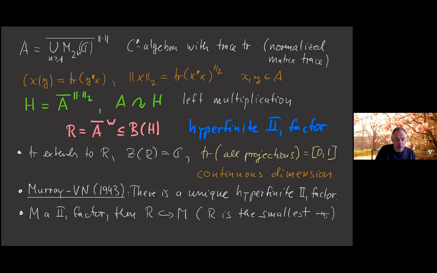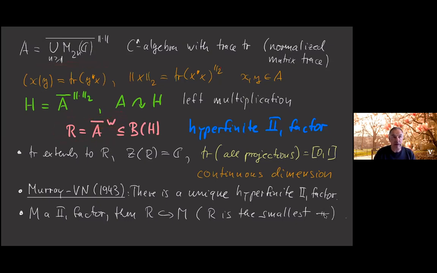And then what you do is you take the closure in the weak topology, so the topology of pointwise convergence on vectors of this algebra, and you get a von Neumann algebra, and this von Neumann algebra is called the hyperfinite II_1 factor, right? So it's simply a union of the 2^n by 2^n matrices, and you take the closure in this weak topology, okay?